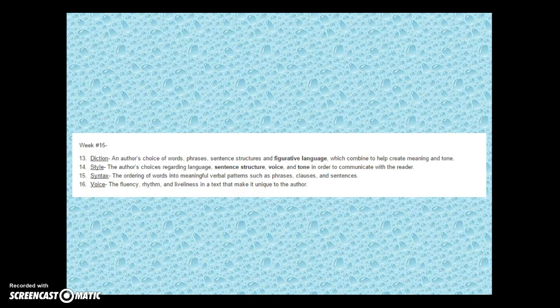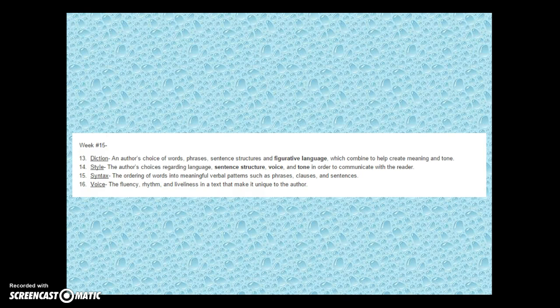Versus style is how is the author specifically employing all of these words and phrases to communicate to the reader or to achieve a goal. Like how is the author weaving the words and the syntax and the voice together to create their unique writing style. So I just mentioned syntax, but that's another element of the author style, which says the ordering of words in meaningful verbal patterns such as phrases, clauses, and sentences. So again, this is the 3rd time we're seeing sentences or sentence structures. So syntax is the order of the words.